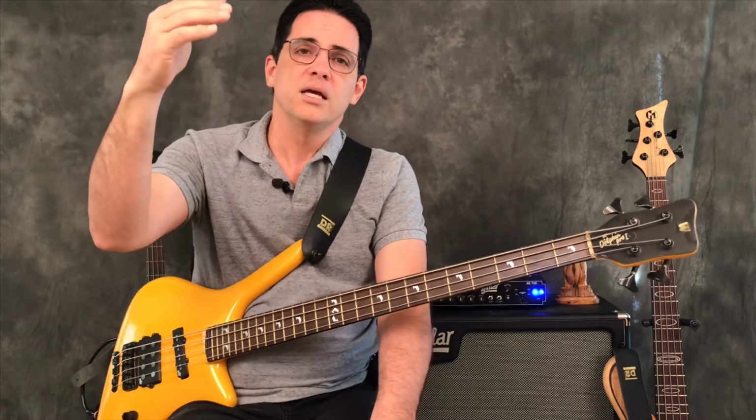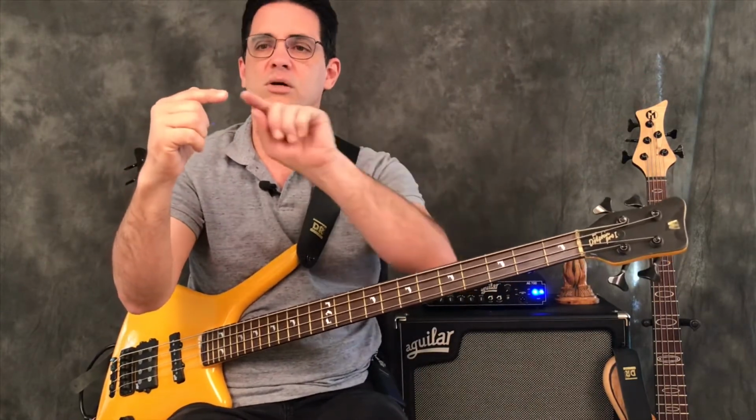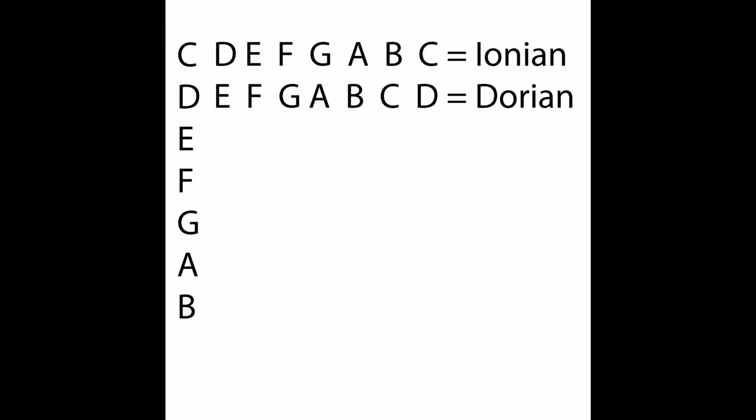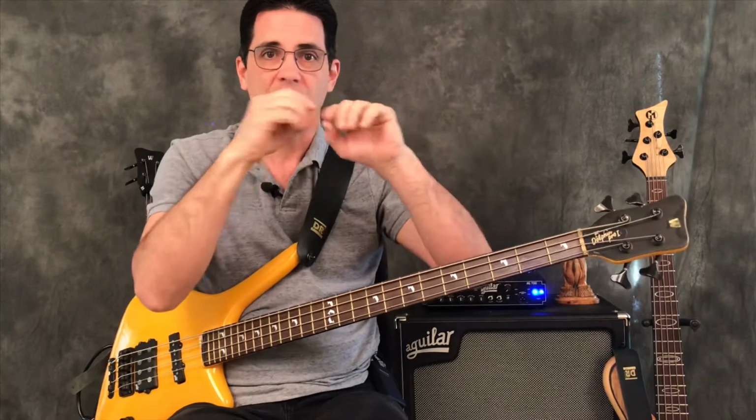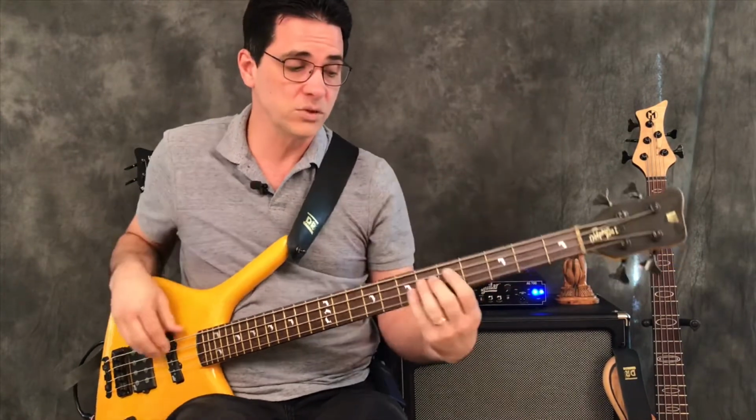But what happens when we go to D? We're going to the second note in the key, we're going to D, but we're still just going to use the notes in the key of C. So we're going to go D, E, F, G, A, B, C, and end with the octave D. Now you notice I never said a sharp or a flat. I just said the natural notes starting from D and ending on D. Well, that creates a new scale.